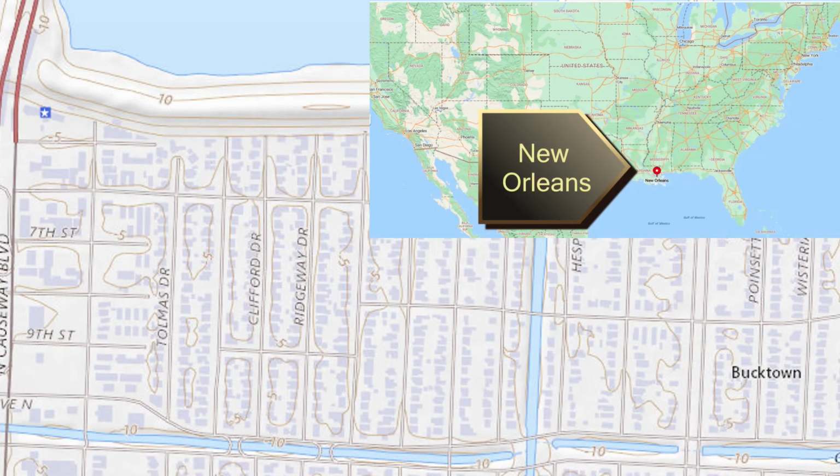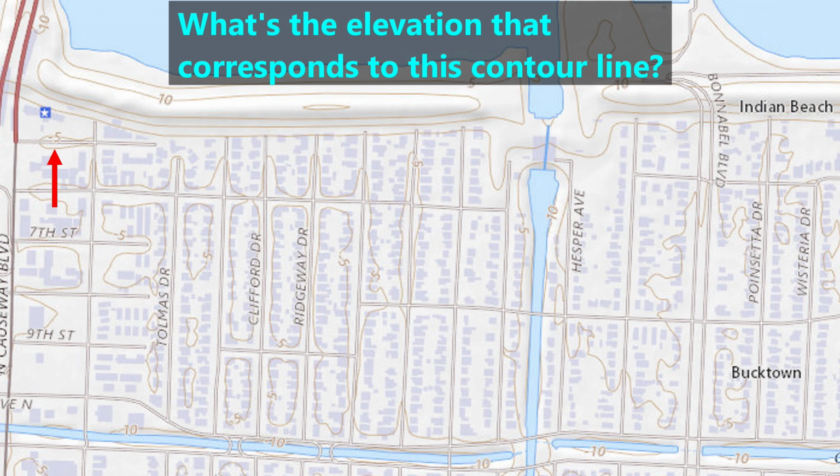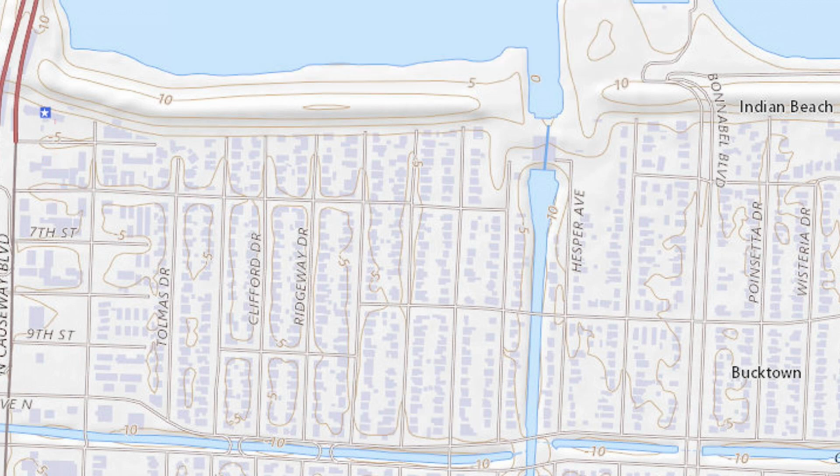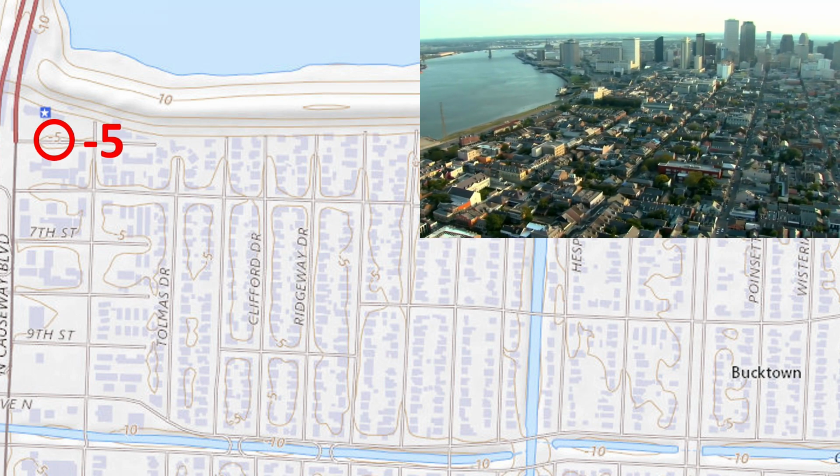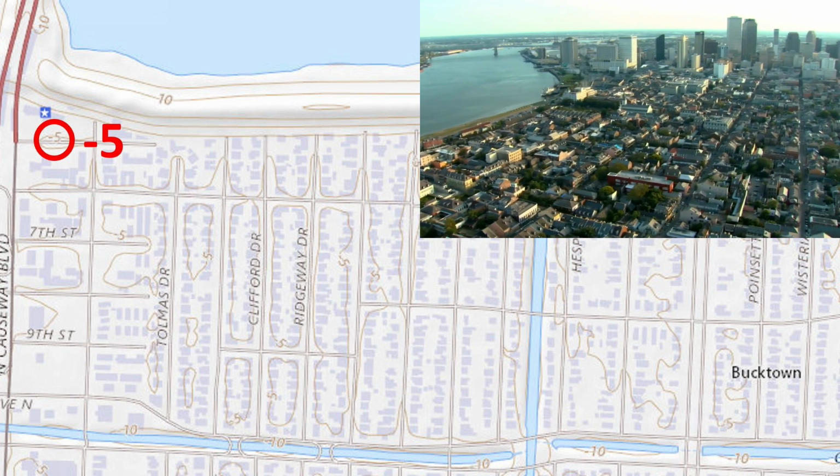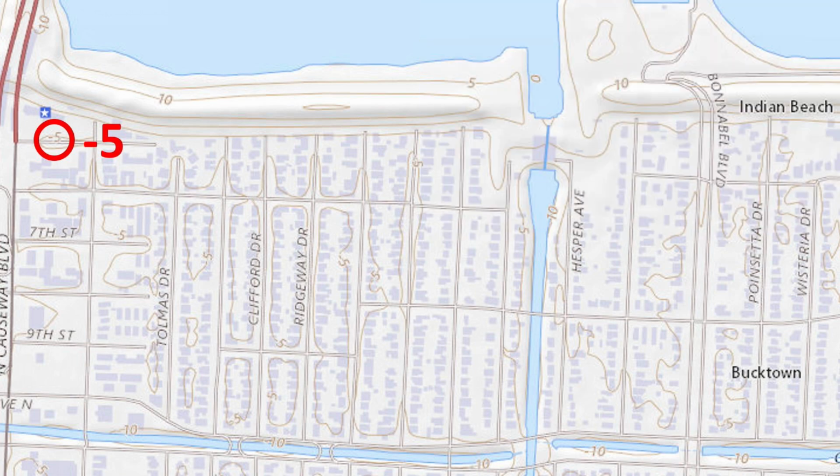Here are contour lines on a map of New Orleans in Louisiana. What's the elevation that corresponds to this contour line? Although it can be subtle, we can see a negative sign next to the number 5. A negative sign means the contour line's elevation is below sea level. In this case, that means this street's elevation is 5 feet below the surface of the sea. Contour lines also include things made by people, like this levee, which stops water from flowing into the city.